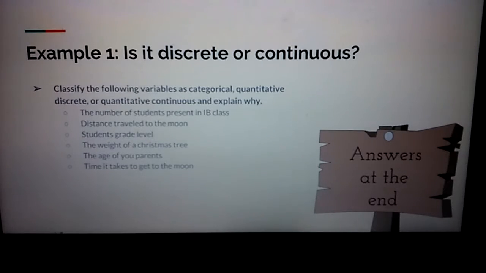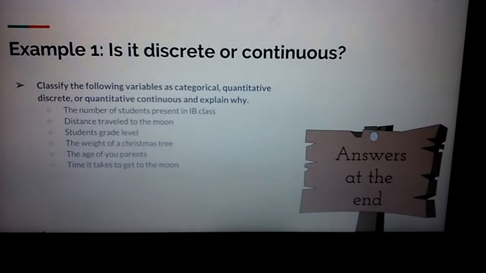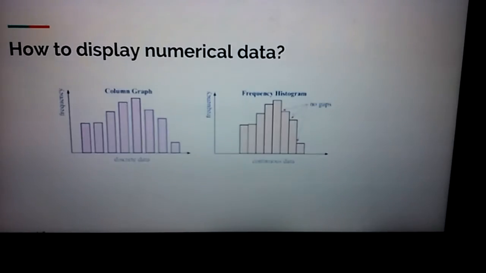Example 1, is it discrete or continuous? For this example, you will have to classify the following variables as categorical, quantitative discrete, or quantitative continuous, and explain why. All the answers, of course, will be given at the end. Make sure you pause and take the time to answer all these examples. So make sure you're pausing it and answering.